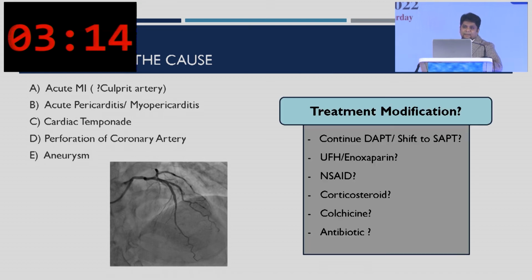So in that case, what treatment modification do we need? Should we continue the DAPT or shift to single antiplatelet? Should we start unfractionated heparin or enoxaparin? Should we start NSAIDs, corticosteroid, colchicine, or antibiotic?